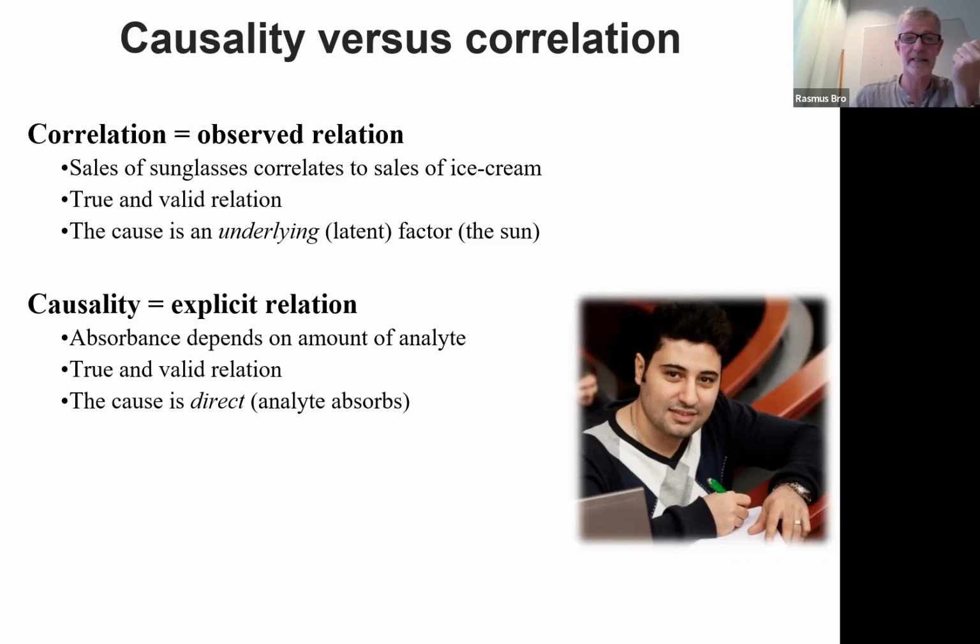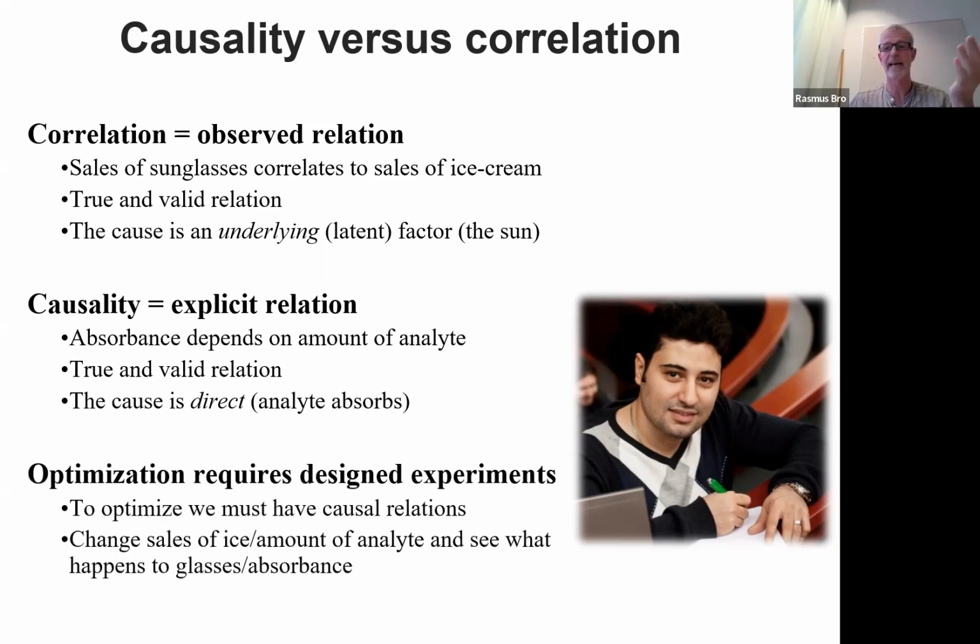Now, causal relations are direct relations. If I add more analyte, I get more absorbance. That's again a correlation just like above, but now it's causal, and I can actually affect the absorbance. If I want more absorbance, I can add more analyte. Now, with a causal relation, I can optimize and I can fundamentally understand.